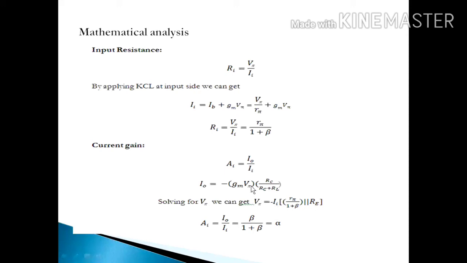By substituting the V pi in this equation, we can find out the total current gain Ai is equal to beta divided by 1 plus beta. It will be denoted in terms of alpha, or in other case, beta divided by 1 plus beta can also be approximated as beta divided by beta, so you can achieve unit current gain.